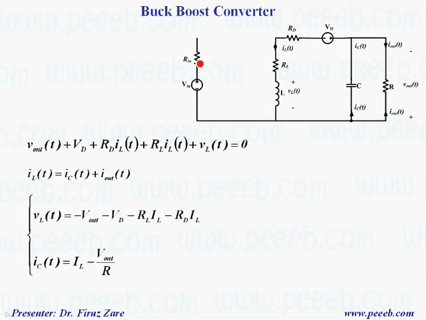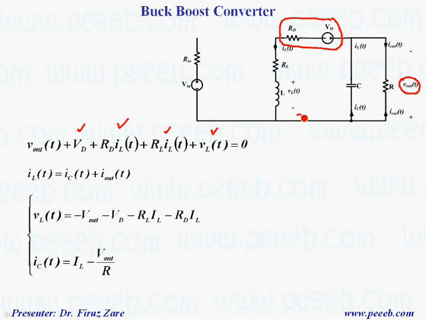So when the switch is off, in this case the diode conducts. Basically, this is the diode, which has been modeled as a voltage source and this internal resistor. So we can write the voltage for this loop. This is the output voltage, plus the voltage drop across the diode, which is written here, and also the voltage drop across the inductor, which is written here.